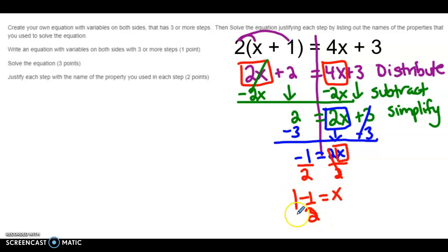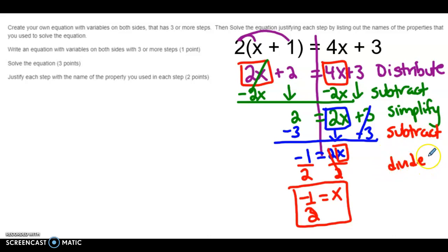You might end up with something ugly like negative 3/7. It doesn't matter. We're just trying to make sure that you know the steps. So let's see. I need to write the rest of these in. We subtracted, and then we simplified, and then we divided. All right, let's check out the next one.